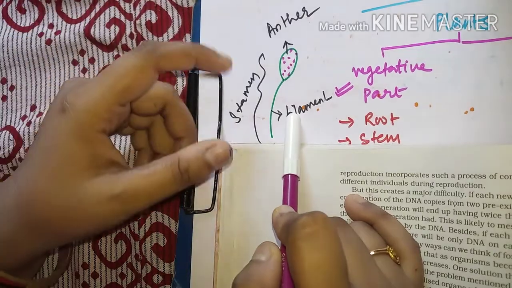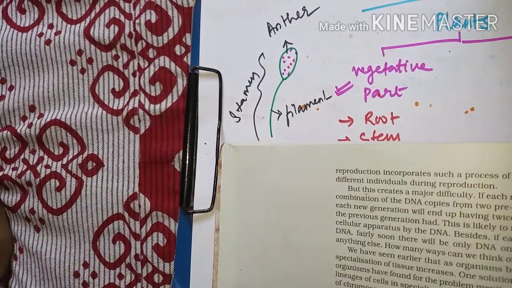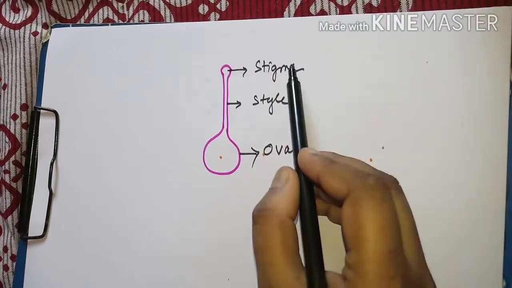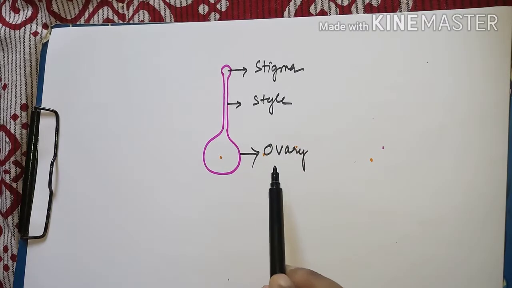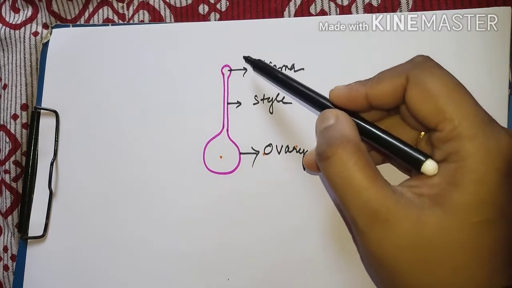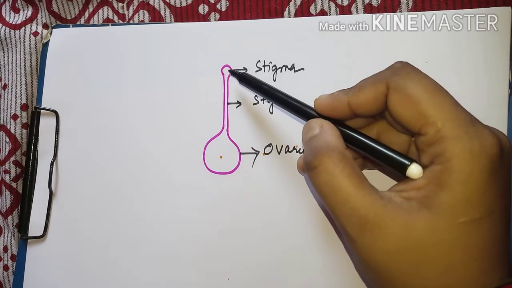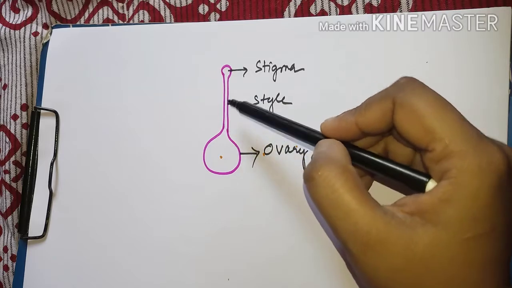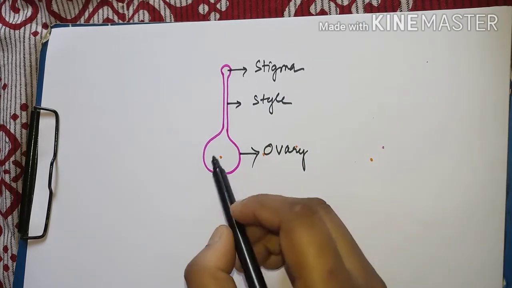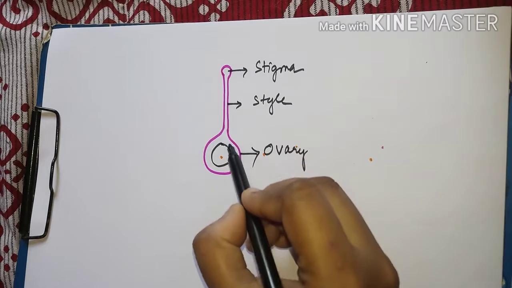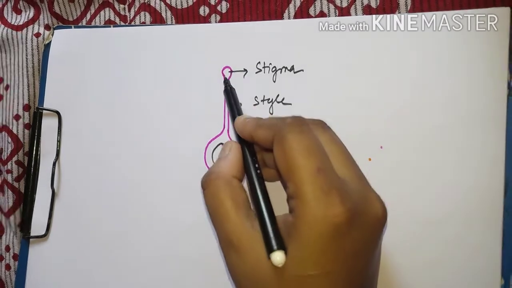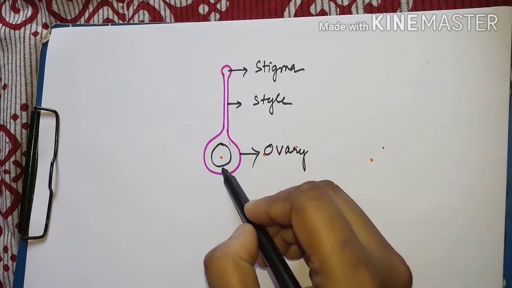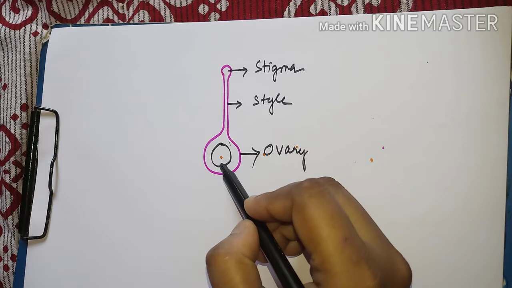Now we will discuss the female reproductive part of the flower, and that is the pistil. This part is known as the stigma. This is the style and this is the ovary. The stigma is the part where the pollen grains fall and get attached, and from where the pollen grains germinate and produce a pollen tube. This pollen tube will grow through the style and reach the ovary. At the ovary there is the presence of ovules, and the pollen grain releases the male gametes, which move through the pollen tube, enter the ovary, and enter into the ovule.